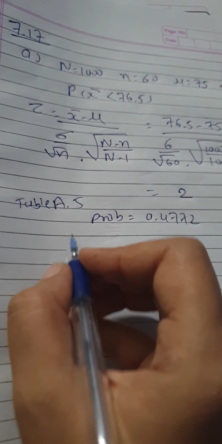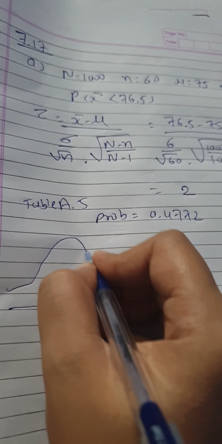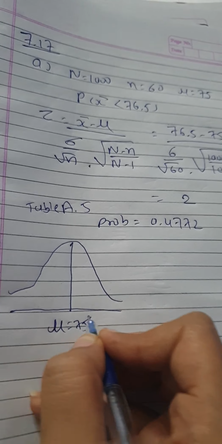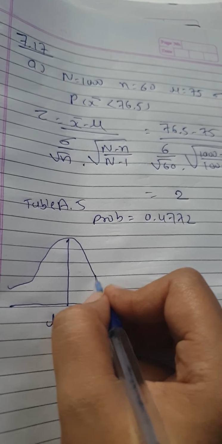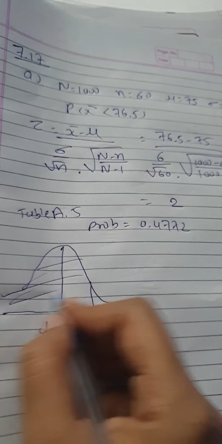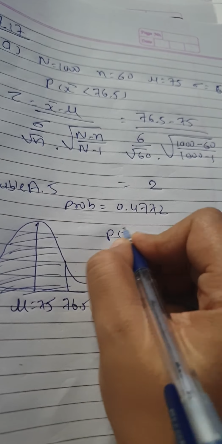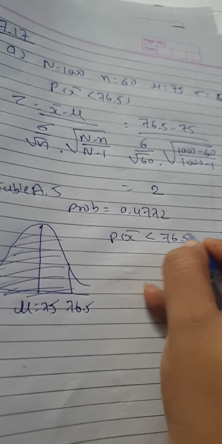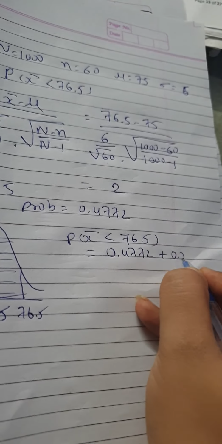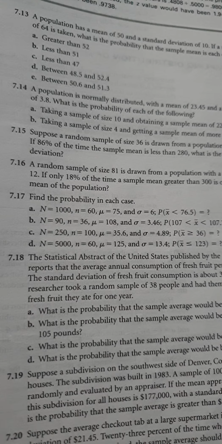0.4772. Right? Again draw the chart here. Here is your mu, that is 75, and your x is 76.5. You want this area, the less area. So P of x bar less than 76.5 equals 0.4772 plus 0.5. Answer will be 0.9772.